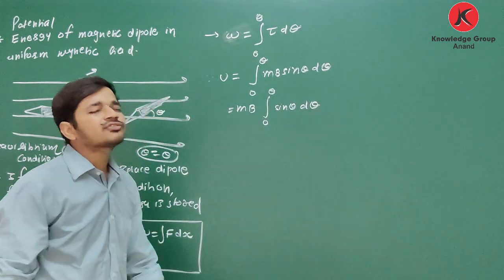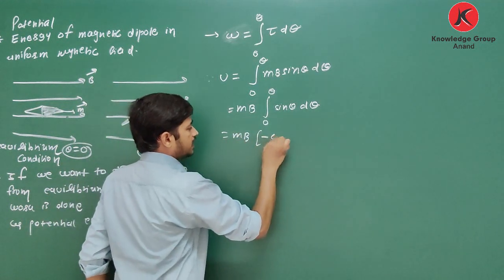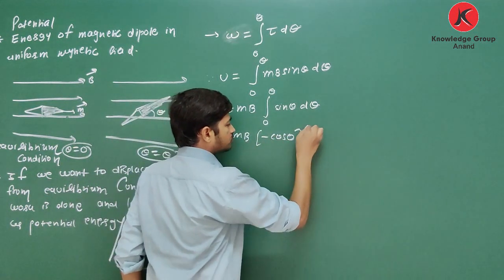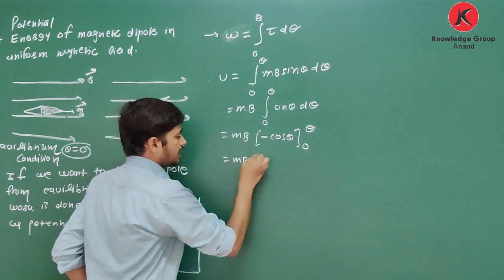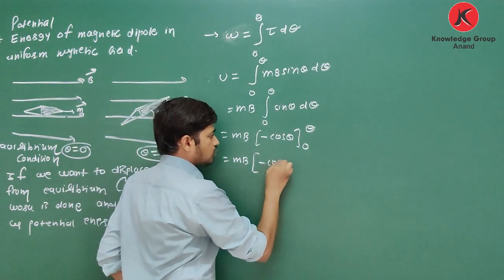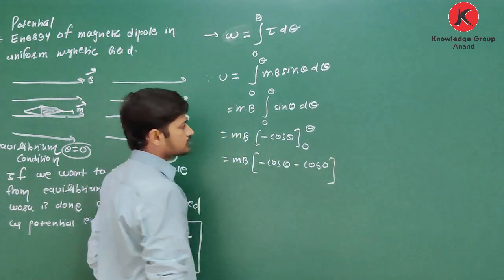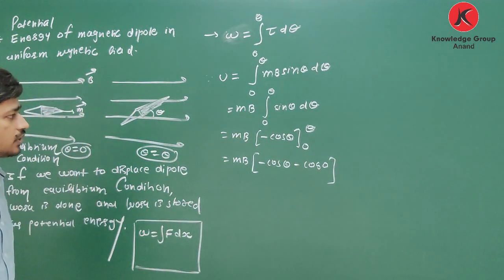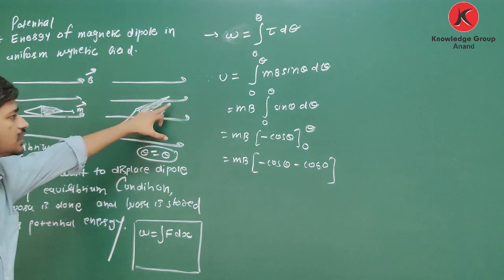We know that the integration of sin theta is minus cos theta. So yes, it is MB times minus cos theta, with the limit from 0 to theta. So here it is MB, first of all, minus cos of the upper limit, minus (minus cos 0). Clear about this? Okay. So yes, here the equilibrium condition is when theta is equal to 0. Here in this condition, it is angle theta.